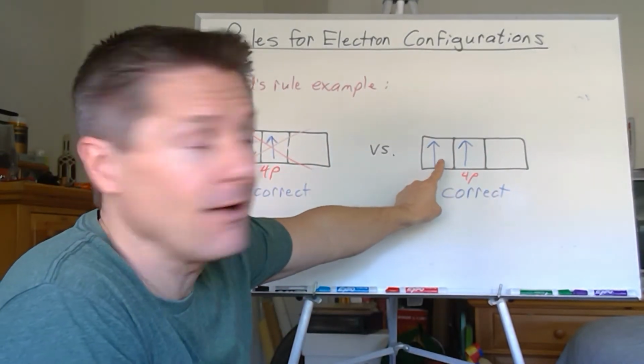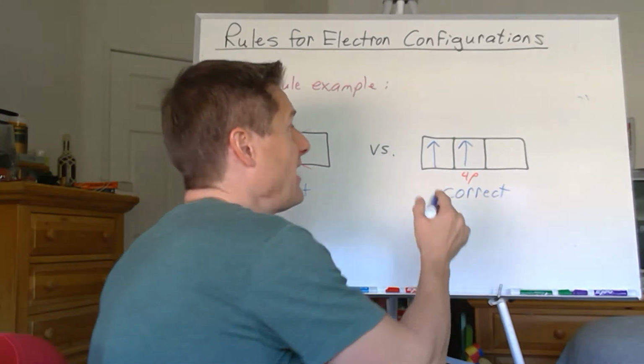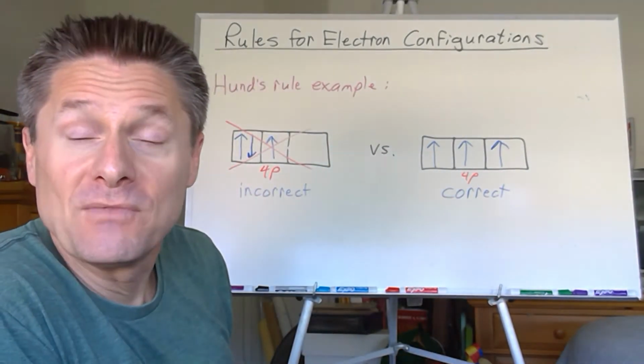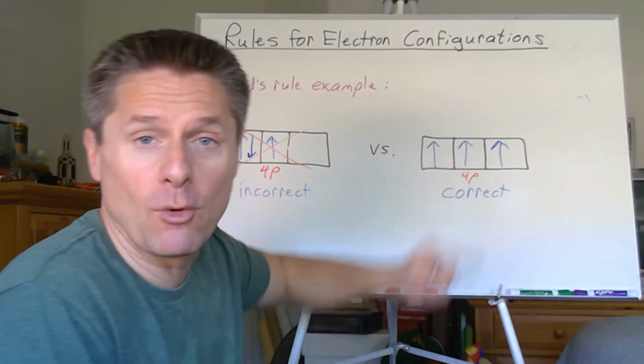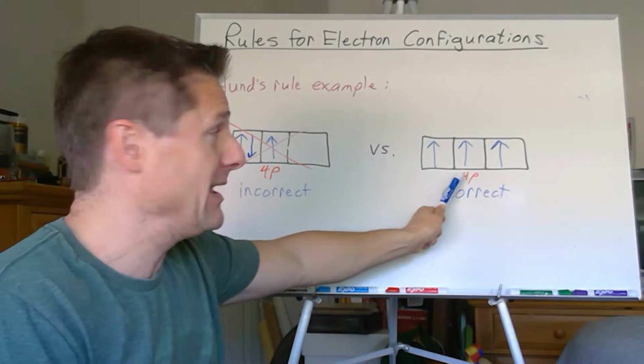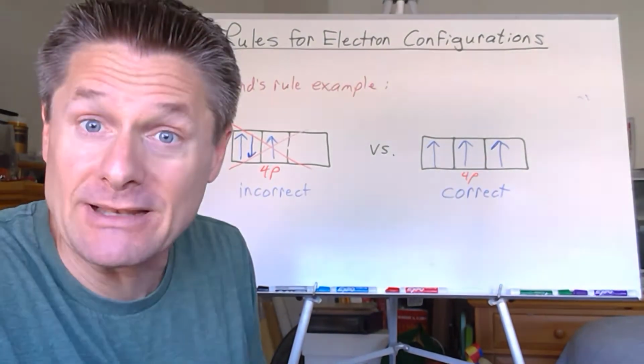That's Hund's rule right there. They want to stay in separate orbitals as much as possible. The third one would go there. Now, if we had a 4th one, it would be forced to pair up in one of those. And again, you're welcome to designate. You could go 4px, 4py, 4pz, but it doesn't matter because they are degenerate.